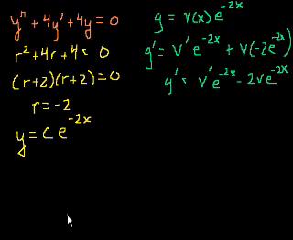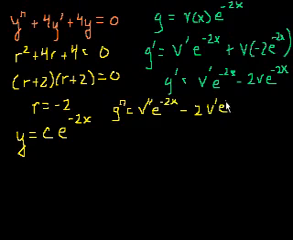Now we have to get the second derivative. I'll do that in a different color just to fight the monotony of it. So the second derivative, we're going to have to do the product rule twice. Derivative of this first expression is going to be v prime prime e to the minus 2x minus 2v prime e to the minus 2x. That was just the product rule again.